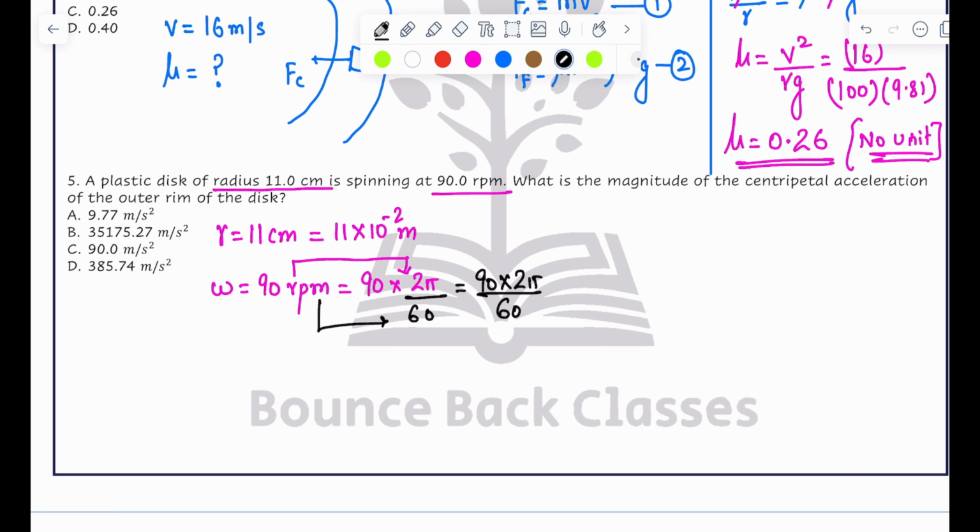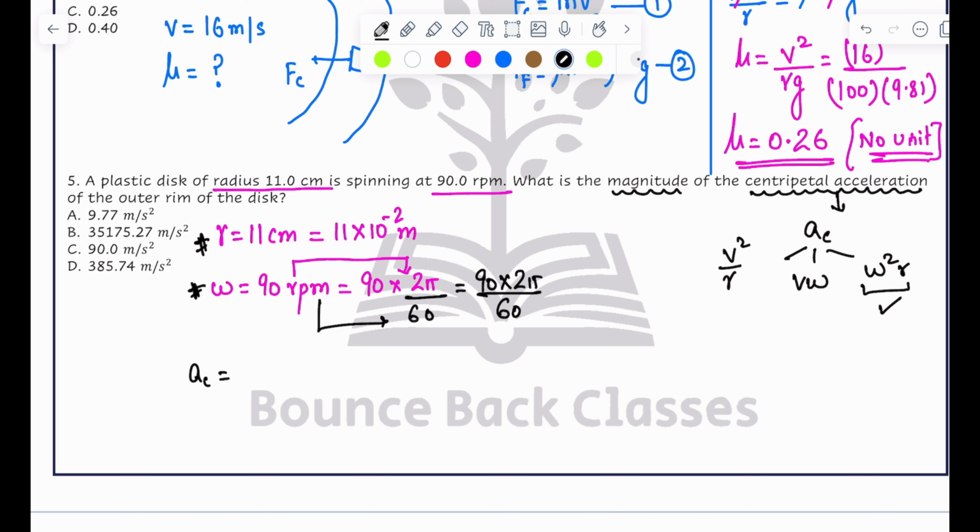This is your omega. What is the magnitude of centripetal acceleration? We know what centripetal acceleration AC is. So what is here? Omega. What we have? R. So we have three formulas: V square over R, V omega, omega square R. So which am I going to use? The third one. Why? Omega is given, R is given.